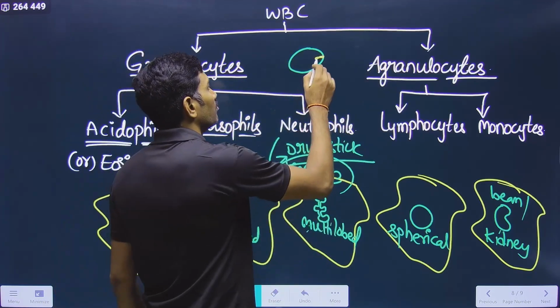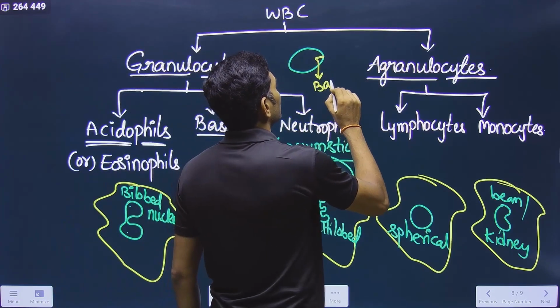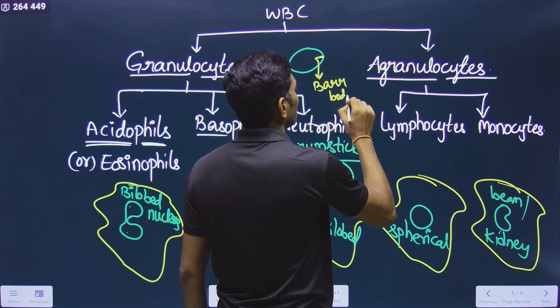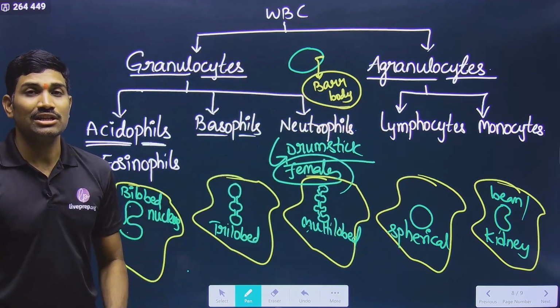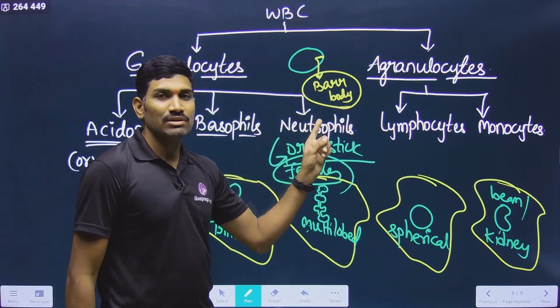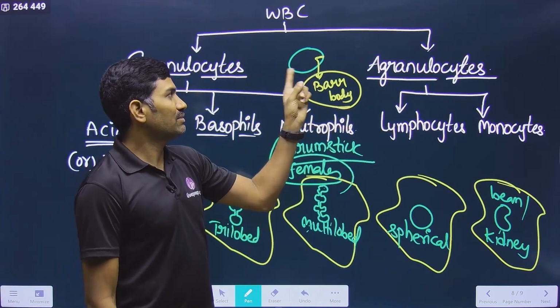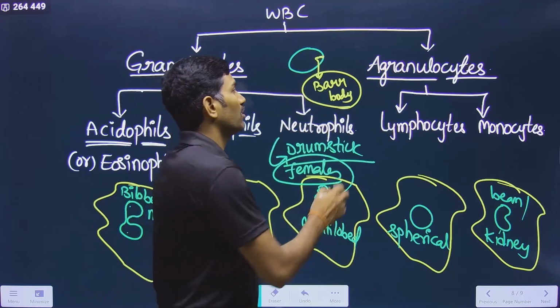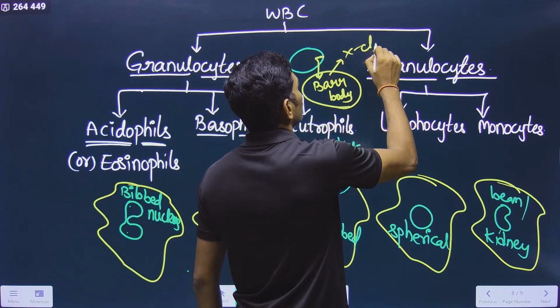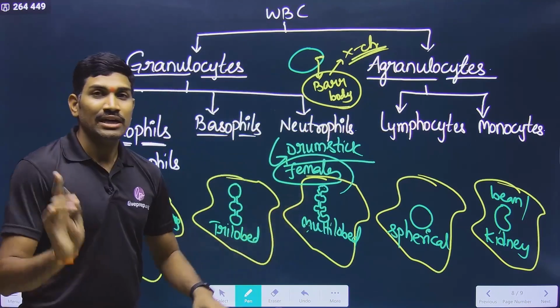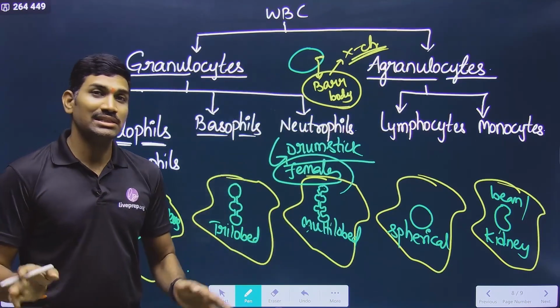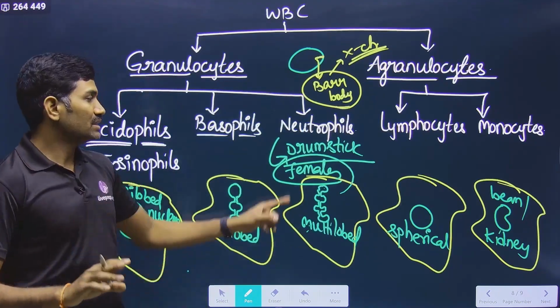and this is related to the bar body concept. It is related to the bar body concept, and this concept I will explain in Principles of Inheritance and Variation, that is a class 12th chapter. In the class 12th chapter, Principles of Inheritance and Variation, we will study about the bar body. This bar body is nothing but the X chromosome. In human females only you are observing. In the males you will never see this. In males X is present, but that is not present like this.